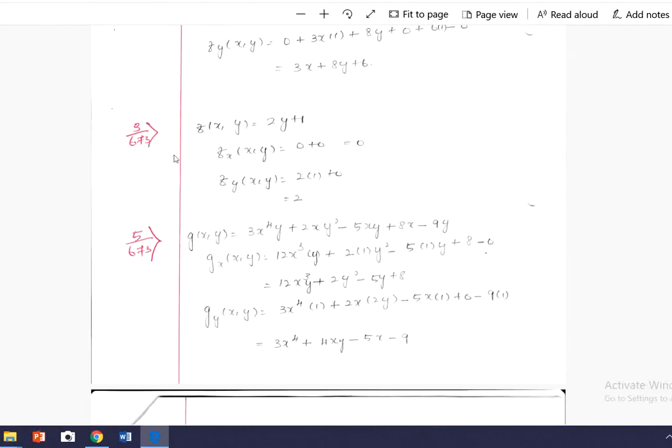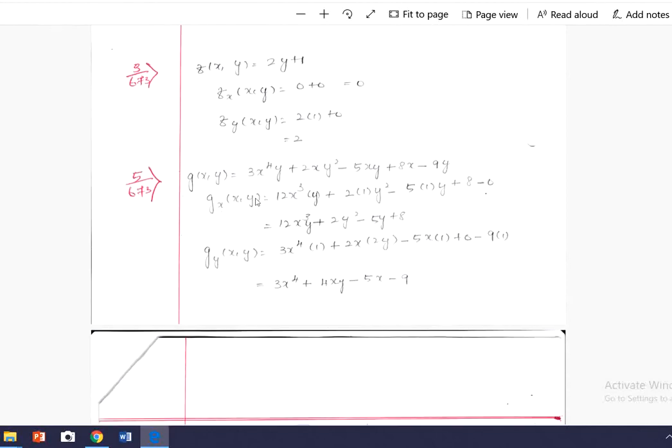The second question is question number 3, page 673. f(x, y) = 2y + 1. The first one, differentiate in terms of x. Here we don't have an x term, therefore it becomes 0, and the constant also becomes 0. So the differentiation with respect to x will be 0. Now the differentiation with respect to y. Here we have 2y. When you differentiate 2y, it will become 2 into 1, plus 1 is 0. That's the answer.